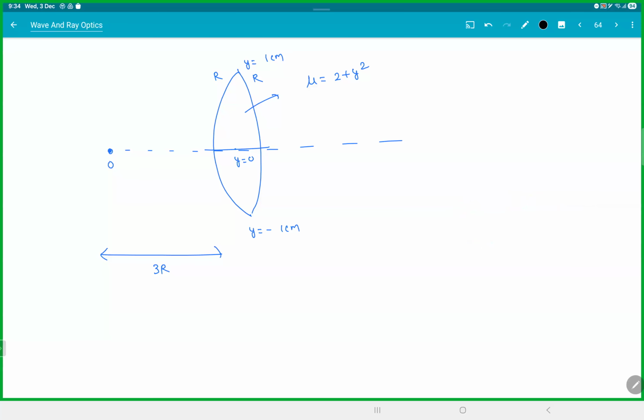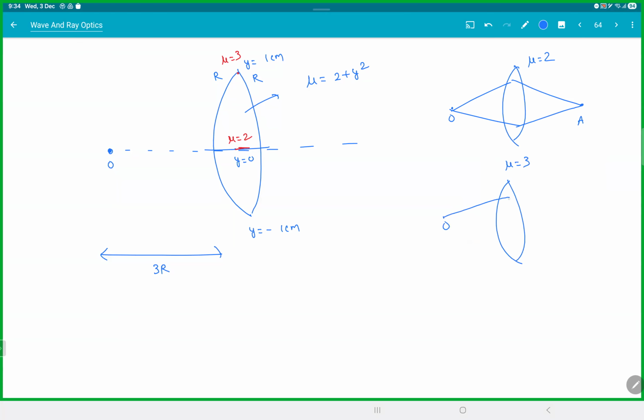Then how do you do this? At the center, mu is equal to 2. At the top, mu is equal to 3. So treat this as two lenses. Treat this as a lens of mu equal to 2 and find the image, let's call it A. Then treat this as a lens of mu equal to 3 and find the image, that will be somewhere, B. So you get 2 points, A and B.